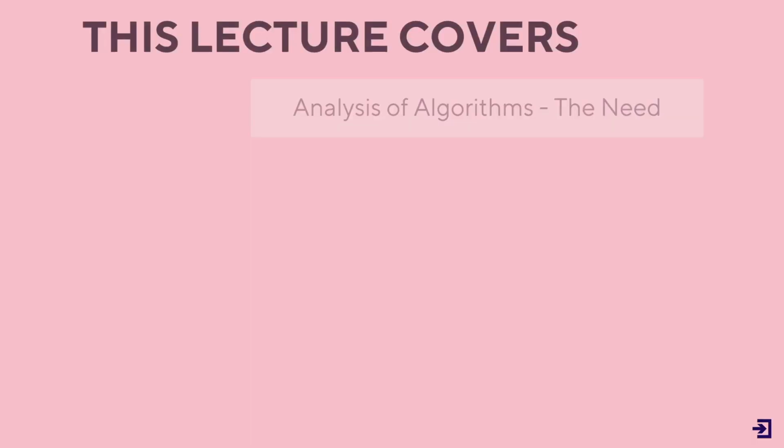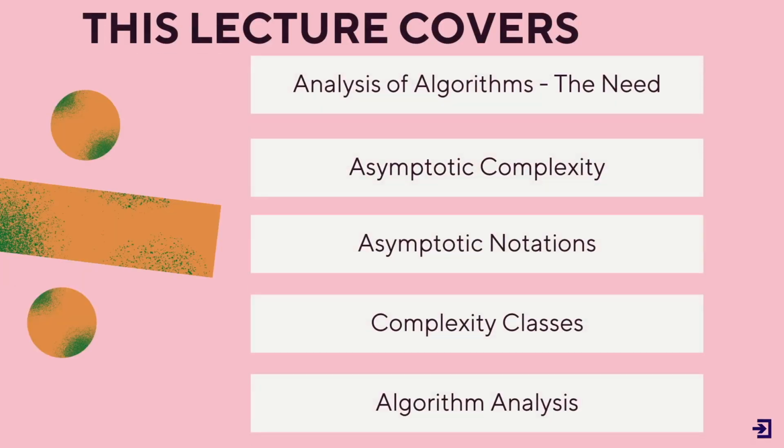This is going to be the organization of this lecture. At first, we will see a quick introduction on analysis of algorithms and its need. Then we will study what asymptotic complexity is and what the asymptotic notations are. In this lecture we will learn only 3 of the asymptotic notations. Then I will introduce the complexity classes available, and then we will see in detail how to perform algorithm analysis for different classes of problems.